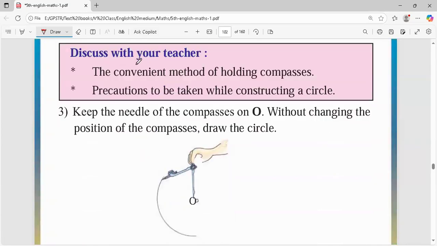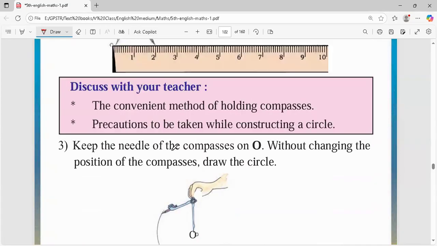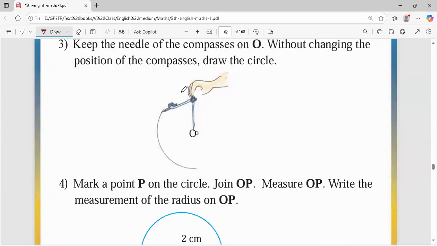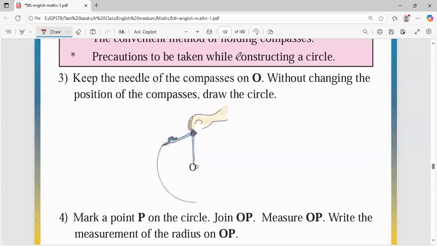Next, discuss with your teacher a convenient method of folding compasses. Precaution to be taken while constructing a circle. You first draw, then you will know these precautions.